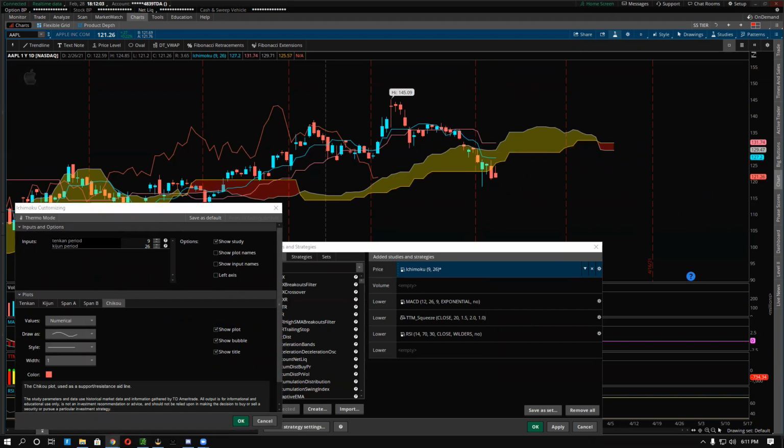So how do we use this? Basically, all of these lines right here represent different functions in this indicator. And I just want to show you guys the different tricks and how people use this indicator to make better trading decisions.